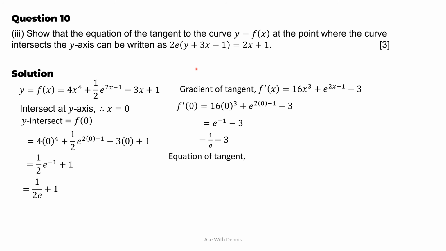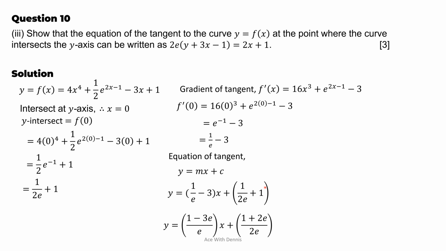Equation of tangent. Apply this y equals mx plus c, right? So this is my y-intercept and this is my gradient. So y equals 1 over e minus 3 times x plus 1 over 2e plus 1. Alright, then we simplify further, we get y equals (1 minus 3e) over e, x plus (1 plus 2e) over 2e. So both sides multiplied by 2e, we get 2ey equals 2 times (1 minus 3e) x plus (1 plus 2e).